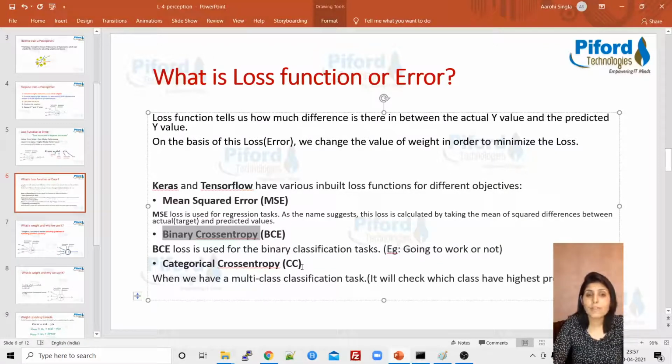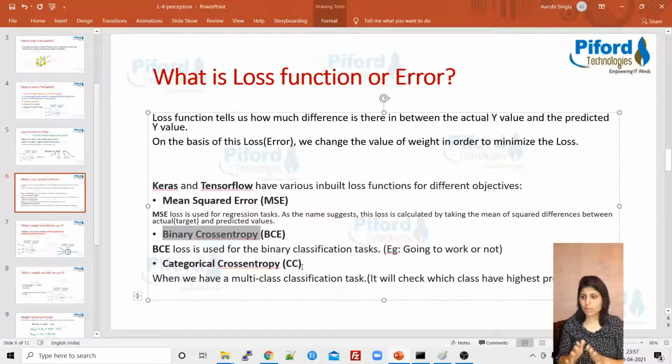It means when you have multiple classes and you have to classify which particular class an image belongs to, then you can use categorical cross entropy. How does it work? It simply checks the probability of each class and finds out which class has the highest probability. So what I'm trying to say is that there are different loss functions and you have to choose the loss function as per the problem statement. All right, are you clear about the loss function?